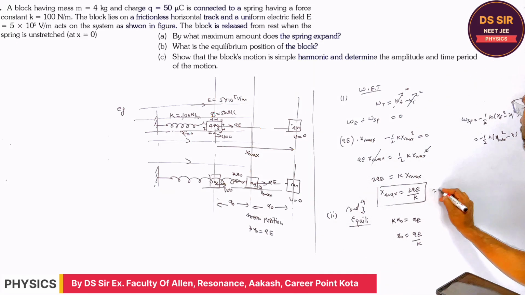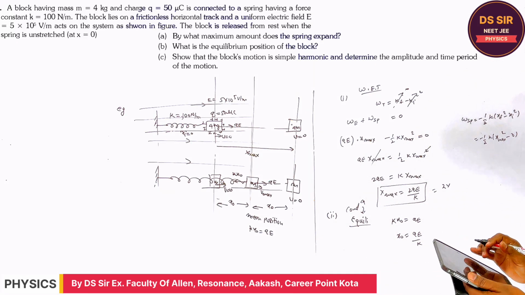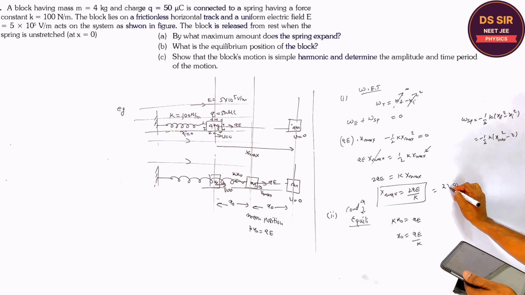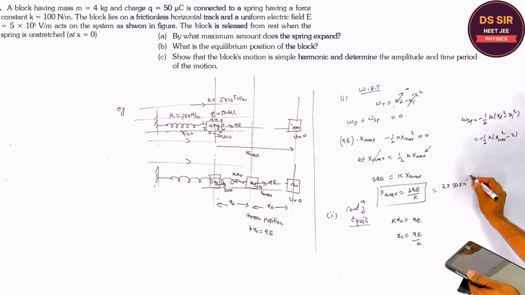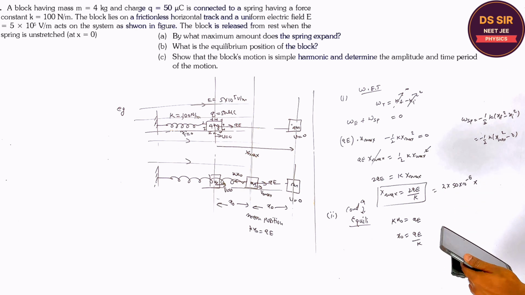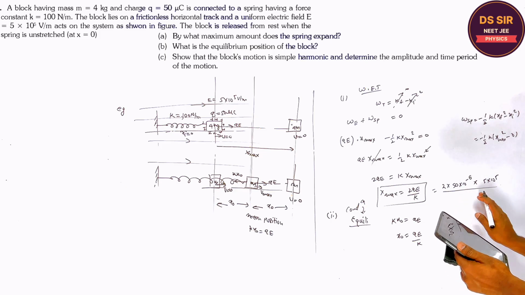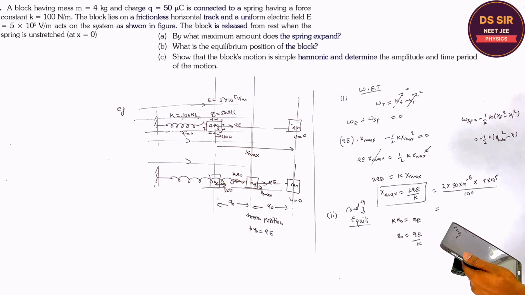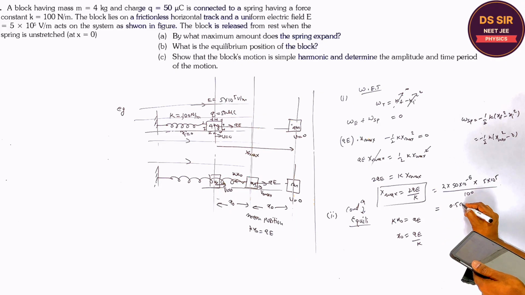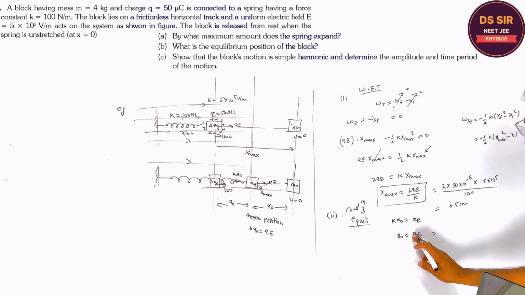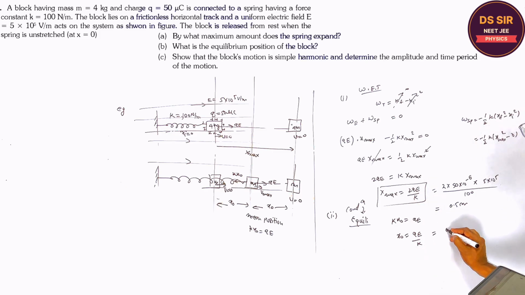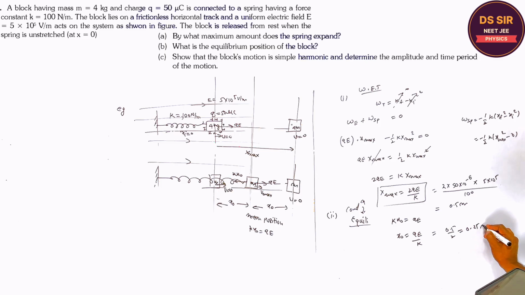So now you can put the value, 2 into q. The charge is given as 50 microcoulomb. Micro means 10 raised to minus 6, and the electric field is given as 5 into 10 to the power 5 volt per meter, and the spring constant k is given as 100. When you calculate, you will get 0.5 meter, and if you simplify q by k, it is just half. So 0.5 by 2 is equal to 0.25 meter. So this is the equilibrium position from the starting. Is it clear or not?